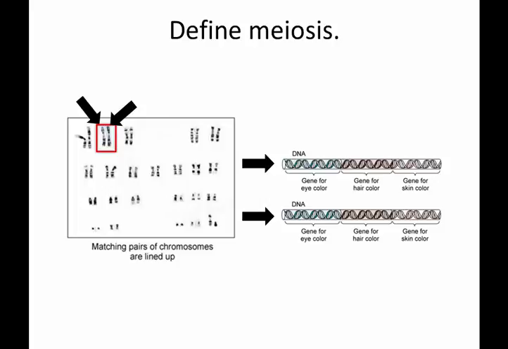So for example, eye color. I might get an allele from my mother that codes for brown eyes. I might get an allele, a different version of the gene, from my father that codes for blue eyes. And I would have the one allele on the chromosome from my mother and the other allele on the chromosome from my father in the exact same region that codes for eye color on those two chromosomes.